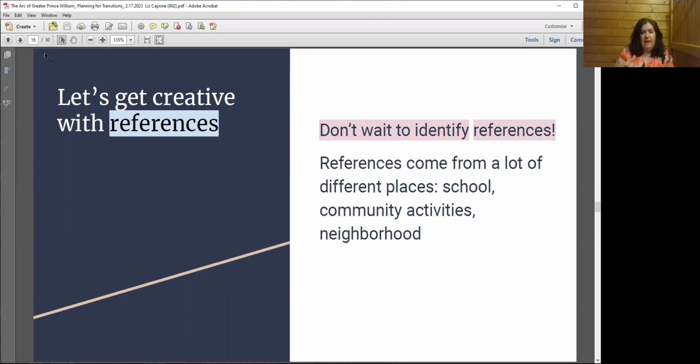So start thinking now. You don't have to go chase anybody in the next few weeks, but start thinking now and planning ahead. If there's a position or even a volunteer opportunity and they require a reference, just think about who you could use. Next slide, please.